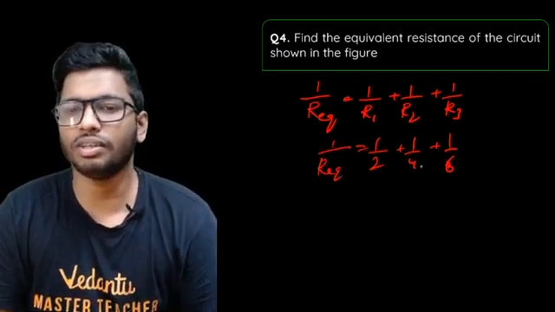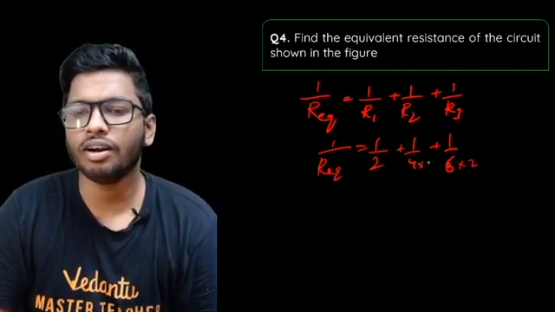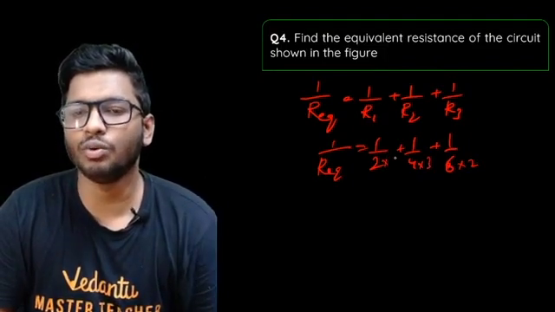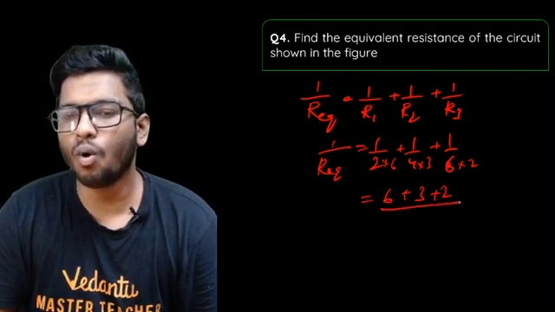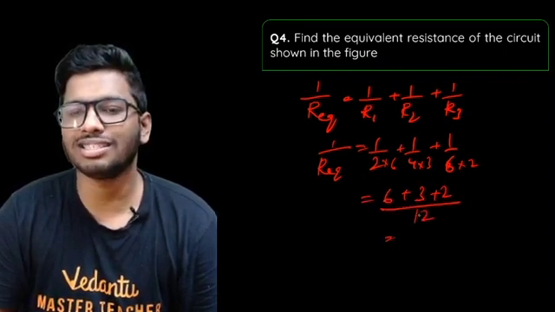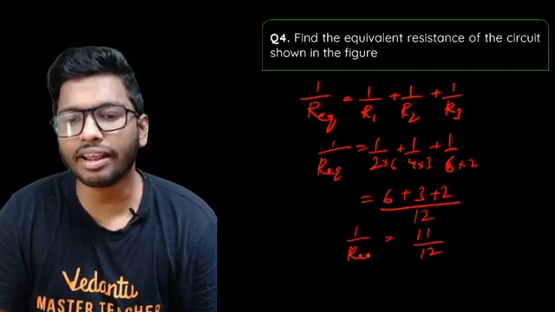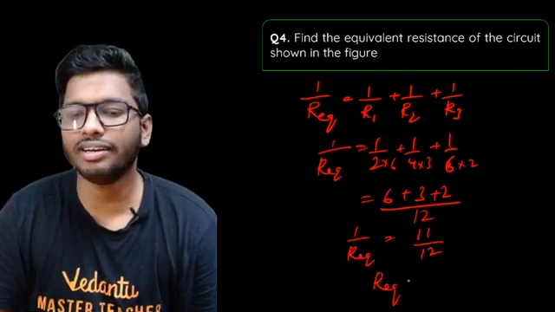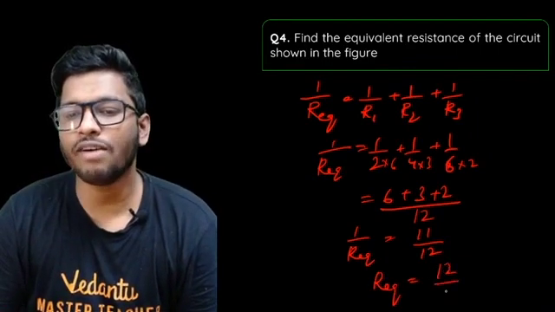I'll take the LCM as 12. So 6 into 2, 4 into 3, and 6 into 2. So that'll be 6 plus 3 plus 2 whole divided by 12. So that's 11 by 12, which is 1 by R equivalent. So R equivalent, or basically the equivalent resistance, is equal to 12 by 11.